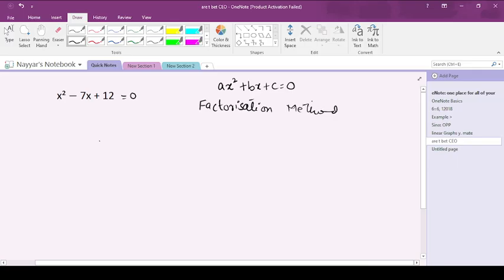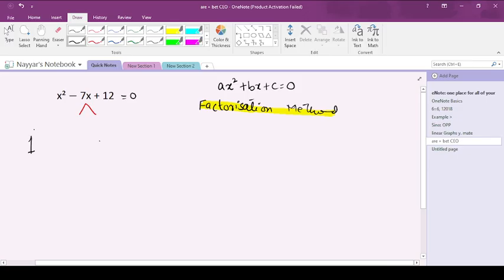As you know, from the word factorization, it means that it involves factors. In this method we have to find out the factors. What we actually do in this method is break up the middle term into its factors. So now let's see how to solve the quadratic equation.